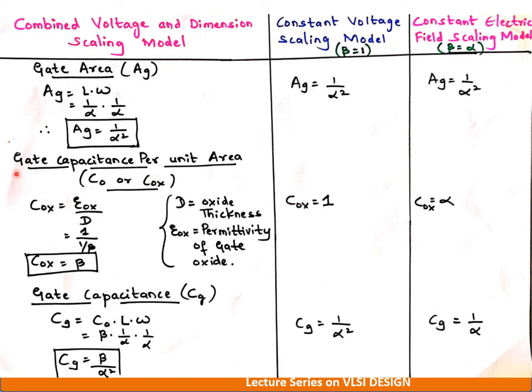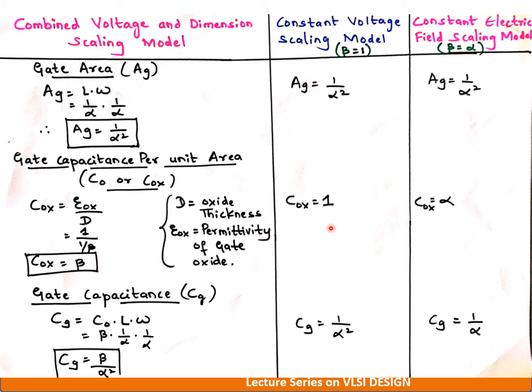Next device parameter is gate capacitance per unit area, C0 or Cox. Cox is given by Eox by D. Eox is permittivity of gate oxide and D is oxide thickness. Eox is constant term. Constant term and numeric values will not have scaling factors. Oxide thickness is scaled by 1 by beta. Therefore, scaling factor for Cox is beta in combined V and D model.